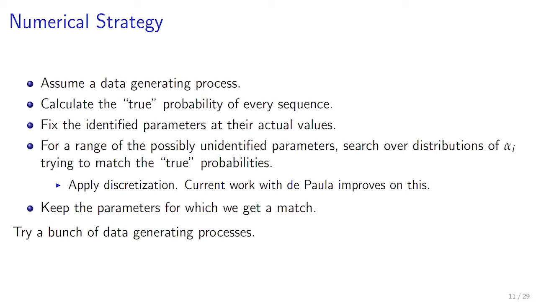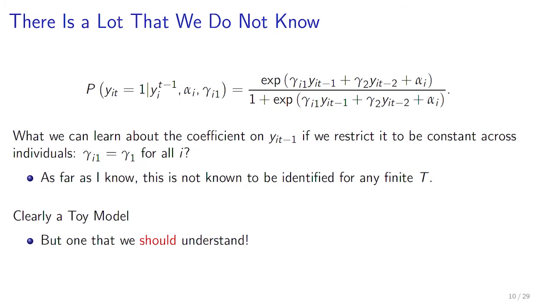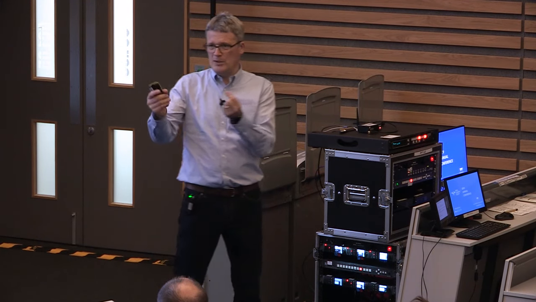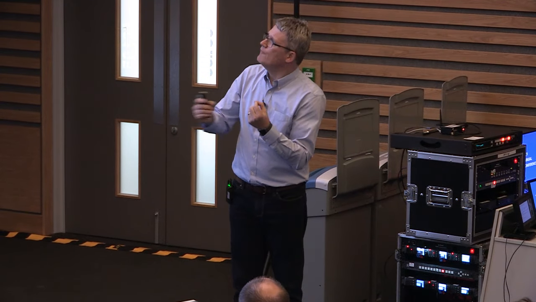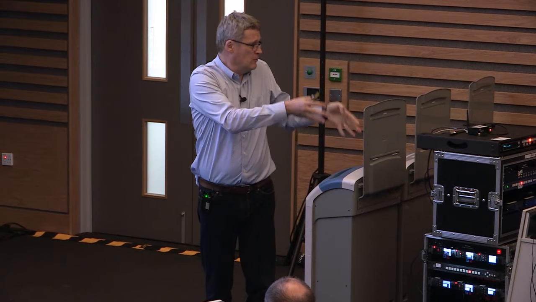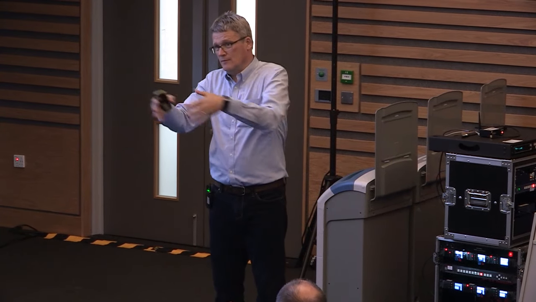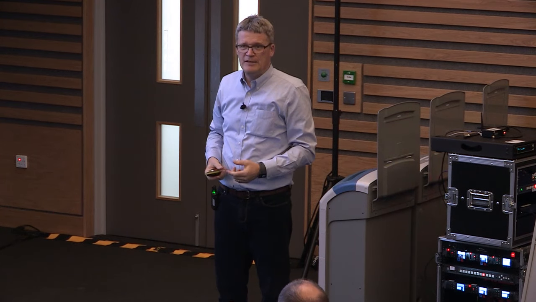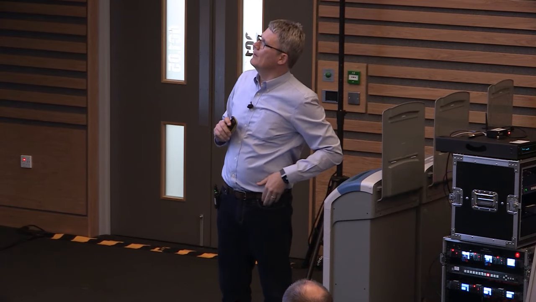And then what I'm going to do is try a bunch of values for the unidentified parameter. For each value of gamma, I'm going to see whether I can find a distribution of the alphas such that my model gives me the same probabilities as the true probabilities, right? If I have a gamma for which I can find a distribution of alpha that works, then that could be the true gamma. If not, then I know I don't have the true gamma. And so the model would be identified if that gives me a unique gamma 1, okay?